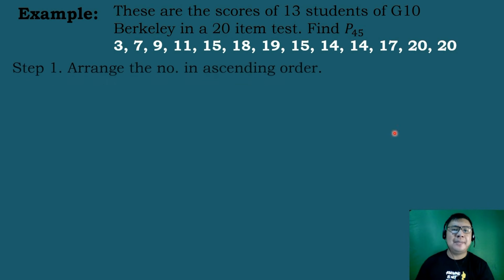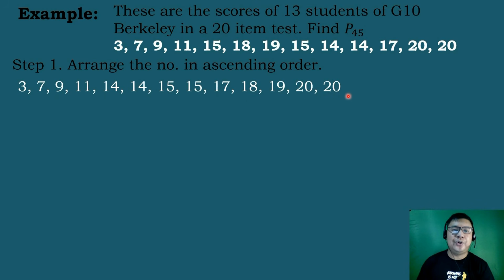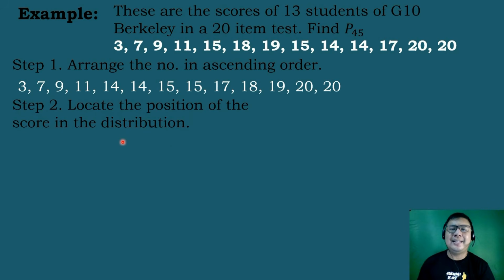Again, the first step is to arrange the scores in ascending order, meaning from the lowest score up to the highest score. After you have arranged these scores, we will now proceed with step 2, and that is to locate the position of the score in the distribution. For this example, we will be solving for percentile 45, and we will be using the formula of percentile, and that is percentile sub k is equal to k over 100 times the quantity n plus 1.